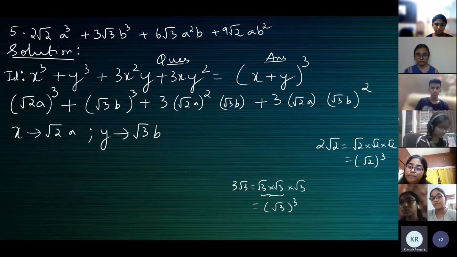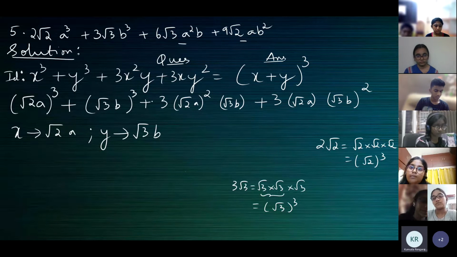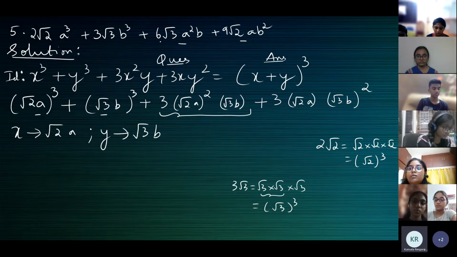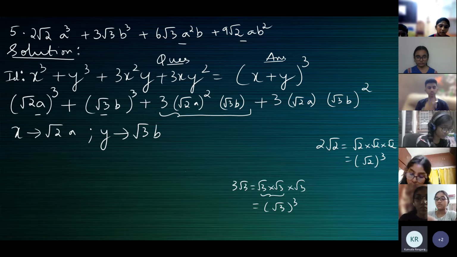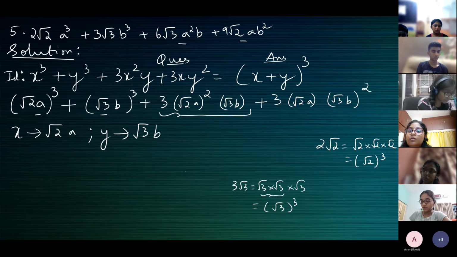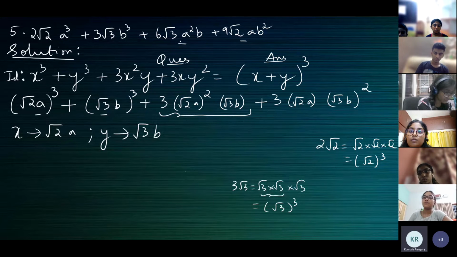Now our task is to check if we are getting the third and the fourth terms. The first and second terms we got. Now we need to check the third and fourth term. You should find this value and show that it is 6 root 3 a square b. What is root 2 into root 2? 2, because root 2a is squared. 2 into 3 is 6, 6 into root 3 is 6 root 3, and a square b. 6 root 3 a square b.